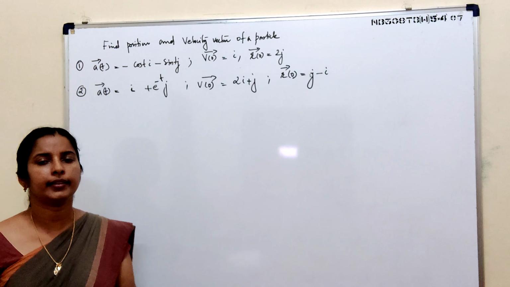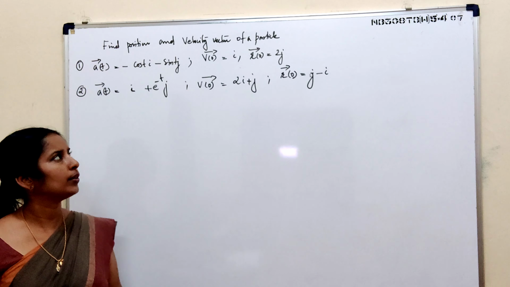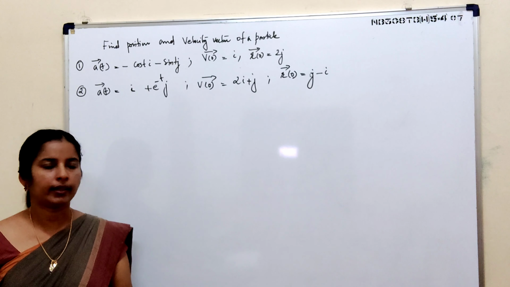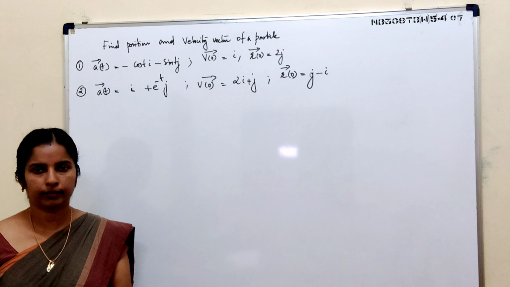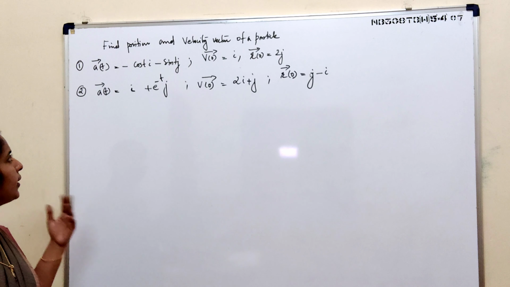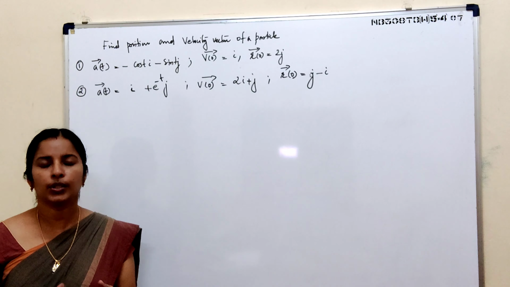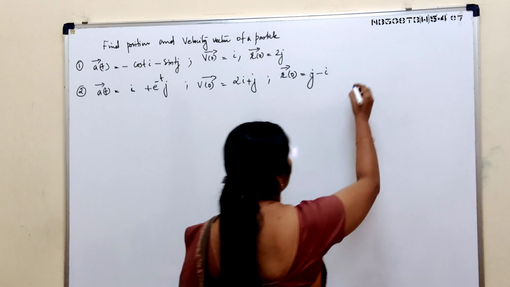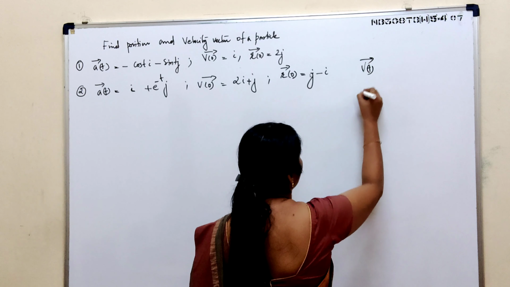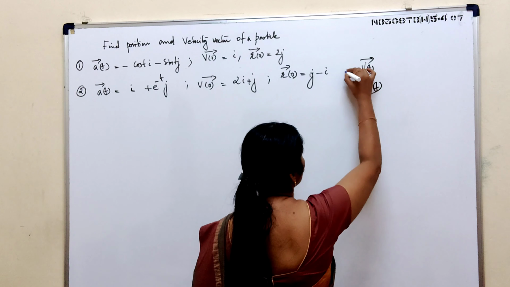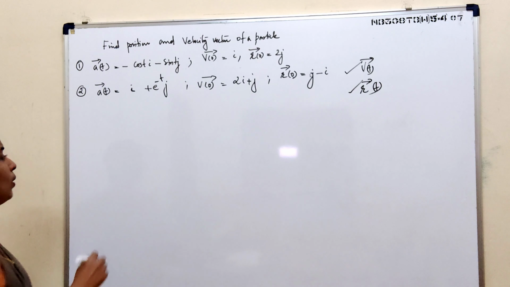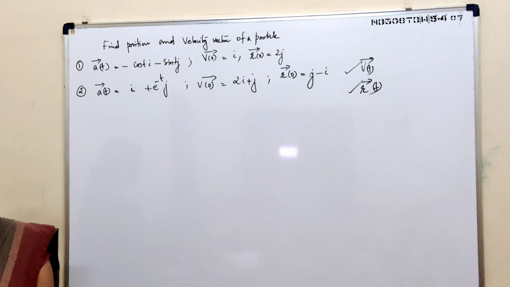Here you have to find the position and velocity vector of the particle. Acceleration is given and some initial conditions are given. In the question, acceleration is given, and we have to find the velocity vector v(t) and the position vector r(t). So we have to find r(t) and v(t). In the question, only acceleration is given.